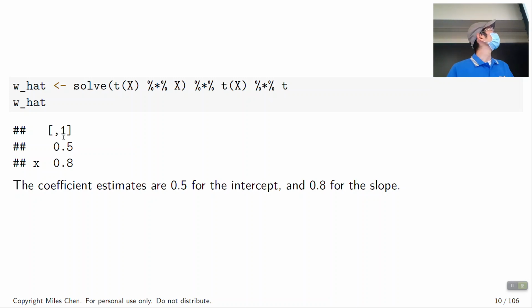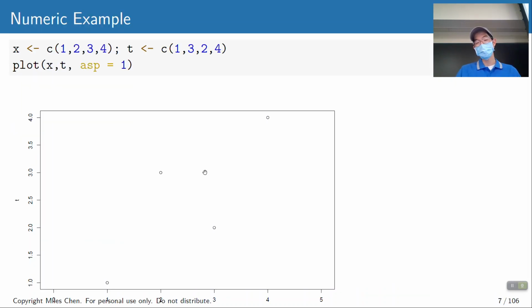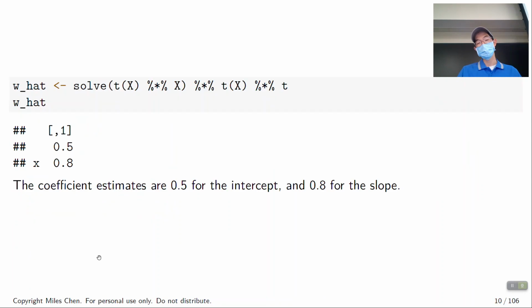So the W hats that I get say the intercept is 0.5 and the slope is 0.8. That would be the solution for the line that minimizes the sum of squared residuals. An intercept of 0.5 and a slope of 0.8. And that's just doing (X transpose X) inverse, X transpose times T. So I'm just doing these matrix operations to get the solution for our intercept and our slope.